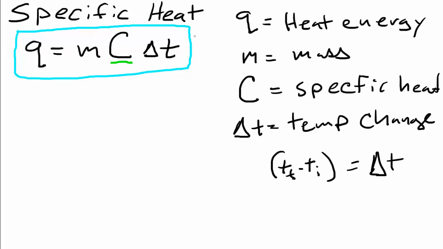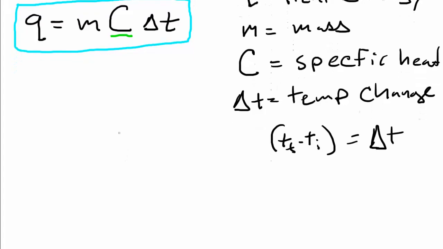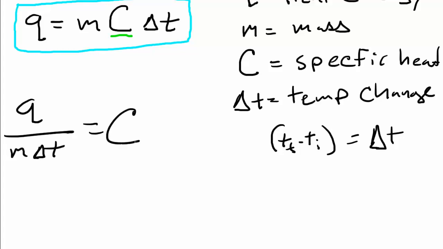So the idea that's new here is specific heat. The first thing I want to do is show you an example of how you're actually solving for the specific heat. So the specific heat is C. What I'm going to do is solve Q equals MC delta T for C. In order to get C by itself, I have to divide both sides by M delta T. So Q over M delta T equals C. So the specific heat is equal to the heat gained or lost divided by the mass of the sample and the change in temperature. That's going to give you the specific heat.